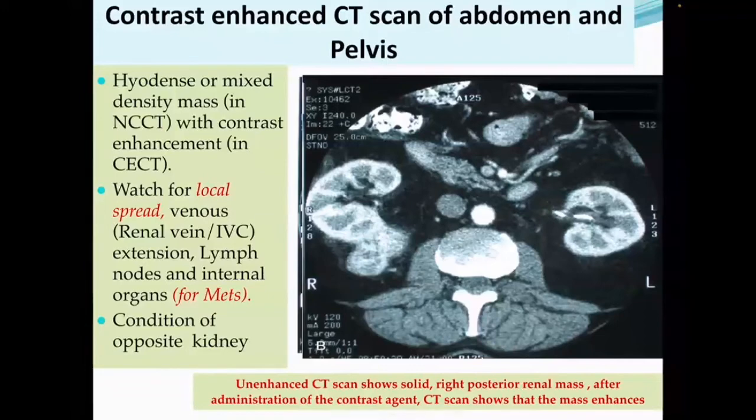The opposite kidney is also important, because the most ideal treatment of localized RCC is nephrectomy, right? So if you know the opposite kidney is fine, it's functioning well, and there is no cancer in the opposite kidney, then you can easily remove one kidney such that the patient can survive with a good outcome. That's why you should know the condition of the opposite kidney as well. That can be seen in contrast CT of the abdomen.